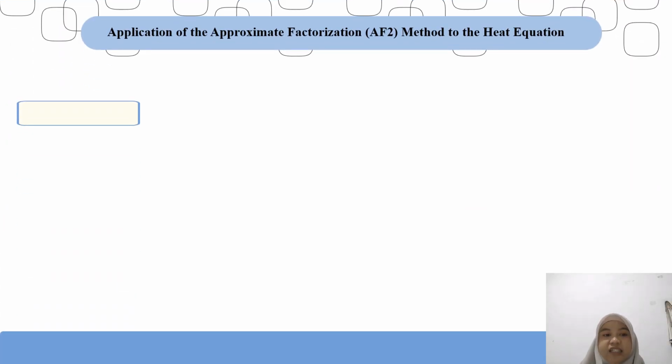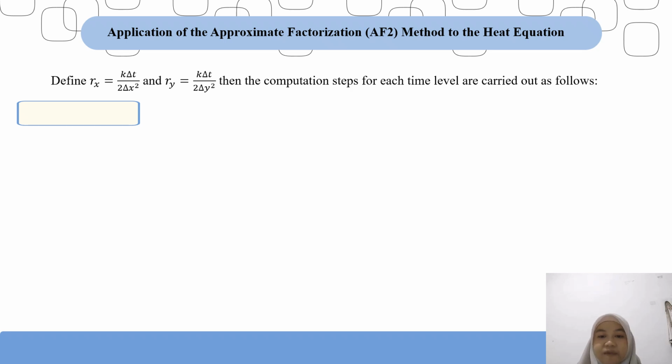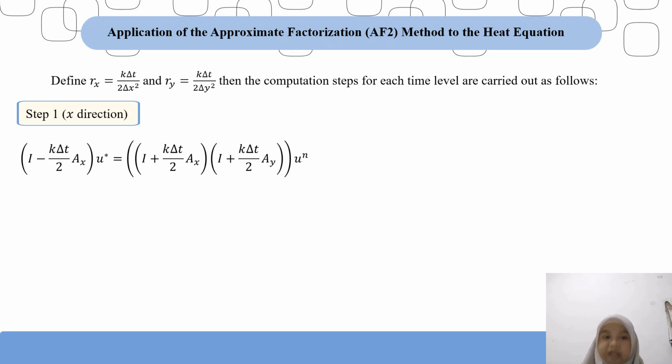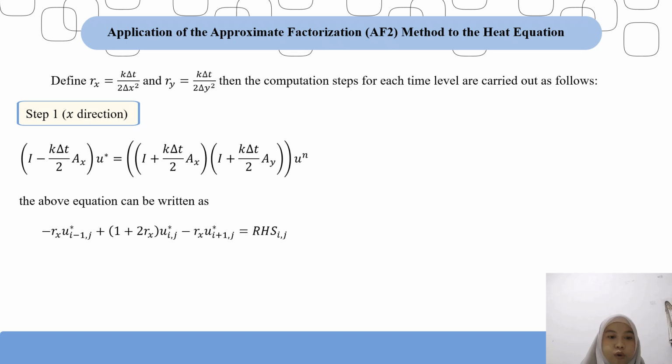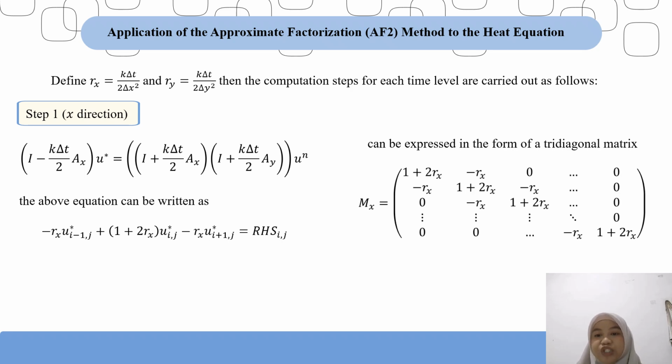Define Rx and Ry, then the computation steps for each time level are carried out as follows. Step 1, x direction. The above equation can be written as the equation below, where u star represents the intermediate solution obtained after the computation along the x direction. Next, it can be expressed in the form of a tridiagonal matrix Mx.